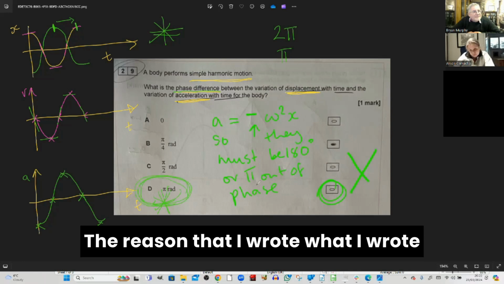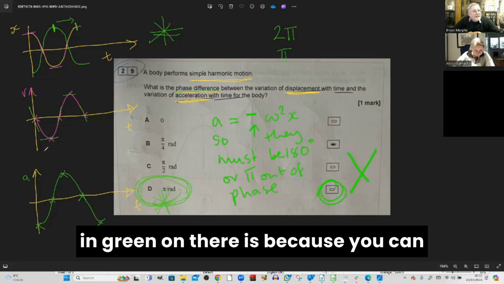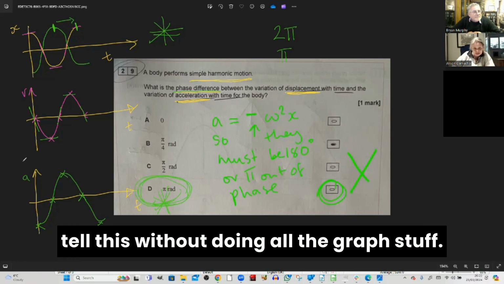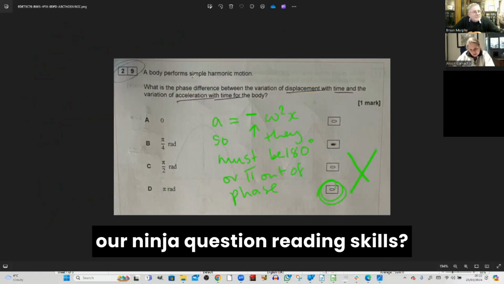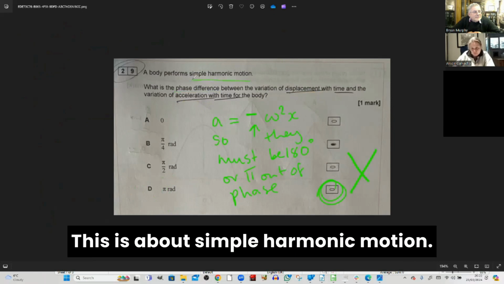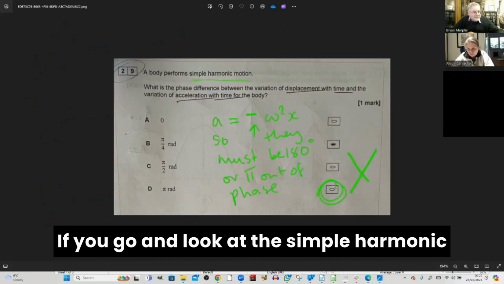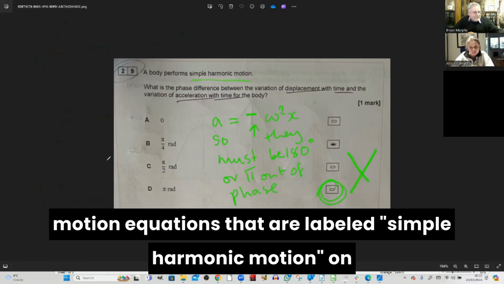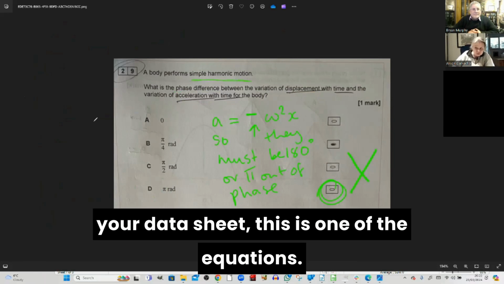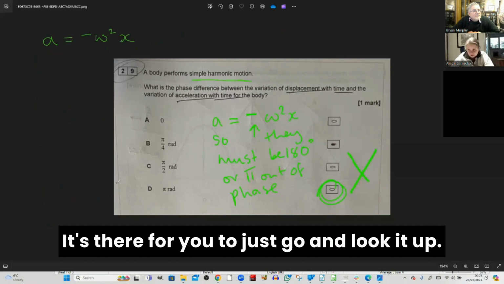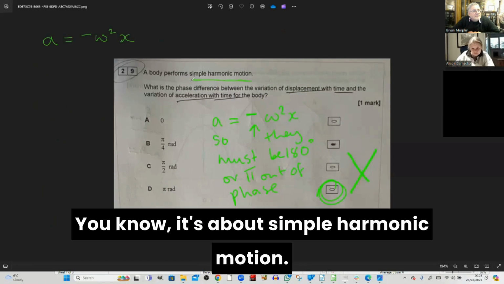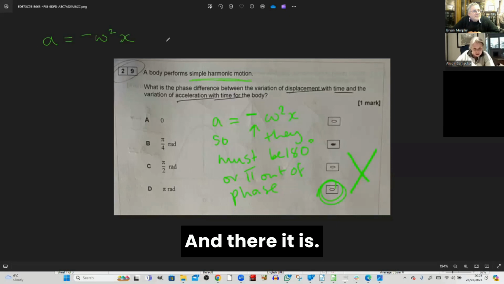The reason that I wrote what I wrote in green on there is because you can tell this without doing all the graph stuff. You can tell this just from that equation. Remember what I said about our ninja question reading skills? This is about simple harmonic motion. If you go and look at the simple harmonic motion equations labeled simple harmonic motion on your data sheet, this is one of the equations. It's there for you to just go and look it up. You know it's about simple harmonic motion, and there it is.